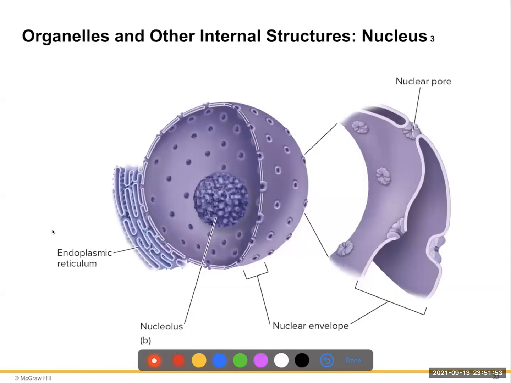Okay. Again, you see a nuclear pore between the double layers, outer layer, inner layer of your nucleus. And there's pores in between. This dark center is not your DNA. Most students get that wrong. The dark center inside the nucleus is your ribosomal RNA. That's the nucleolus.